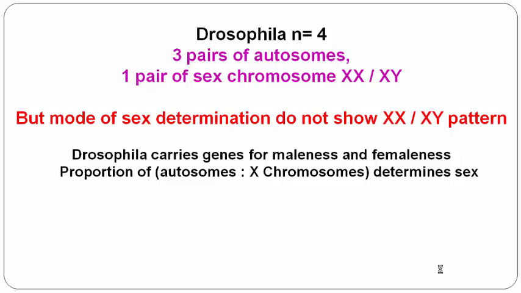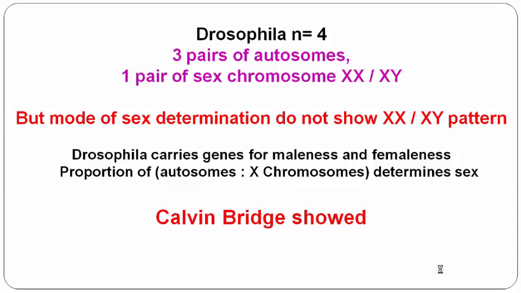The sex chromosomes of Drosophila are X and Y. The X chromosome is long and rod-like, while Y chromosome is hooked. Every individual fruit fly carries the genes for maleness and femaleness, and the proportion of autosomes to X chromosome in an individual determines its sex.